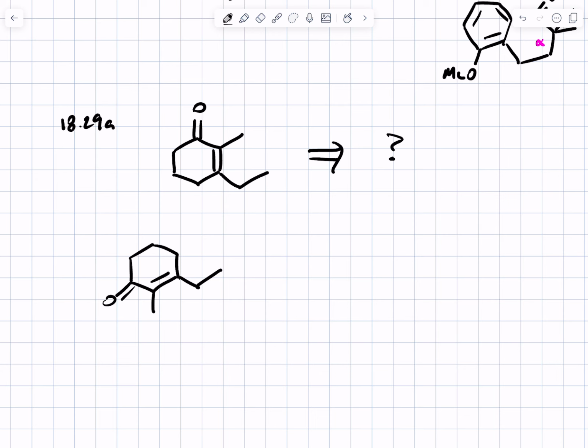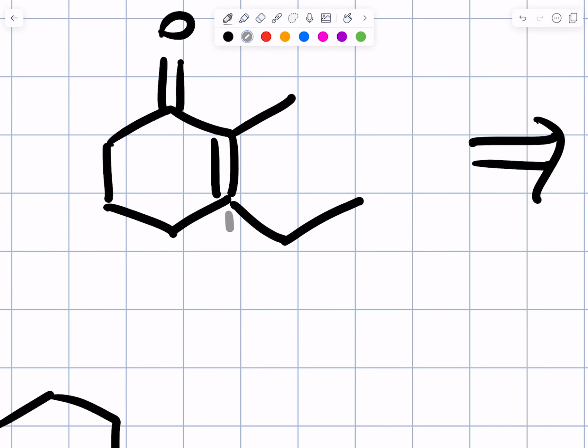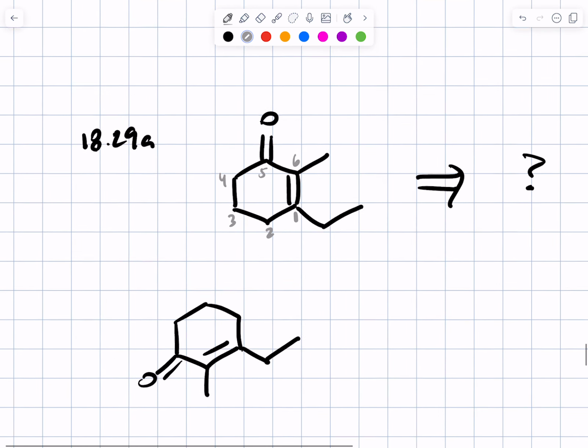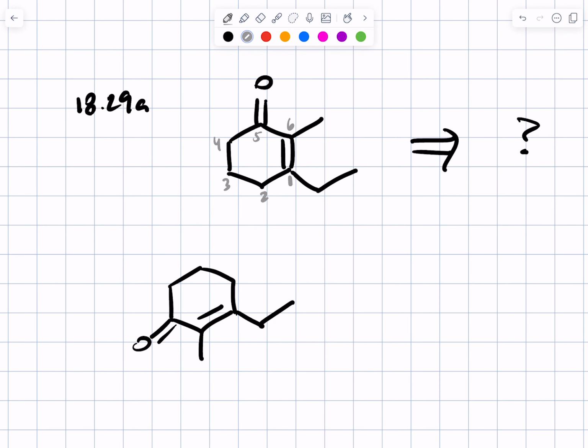And for some of you at this stage, it may actually help if you redraw the molecule like this. Okay, what do you got? Let's just, for the sake of our discussion, number the atoms 1, 2, 3, 4, 5, and 6.